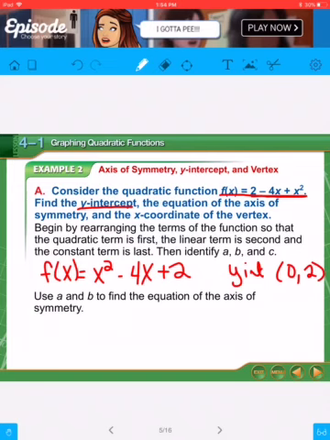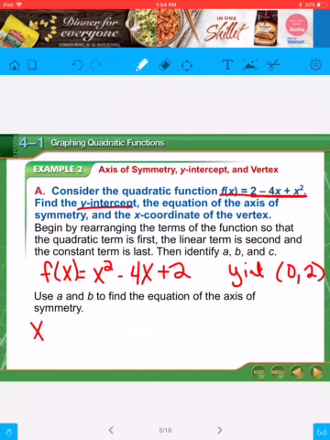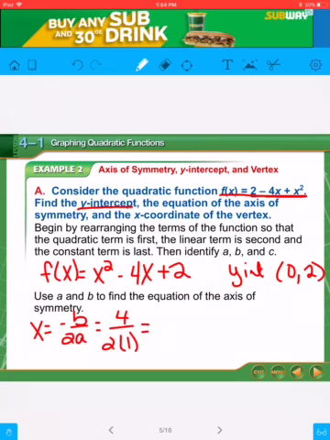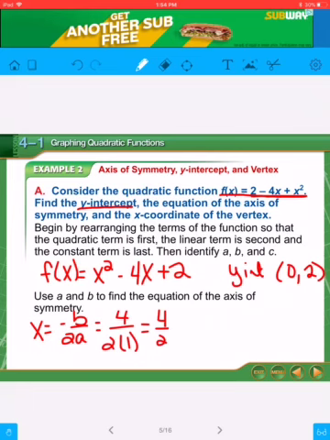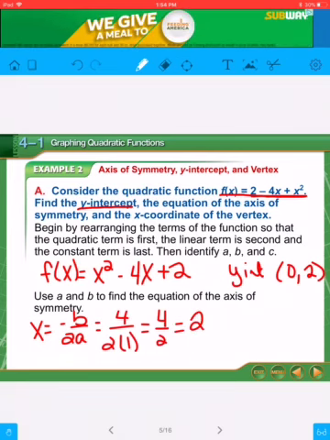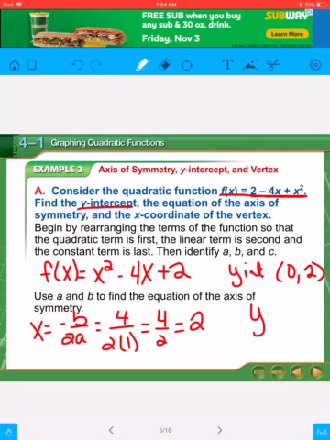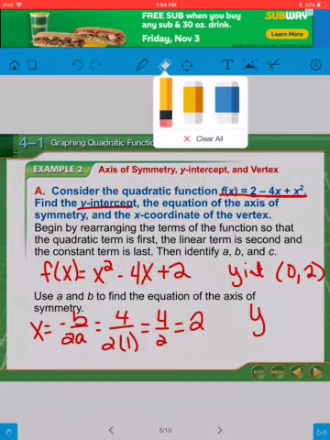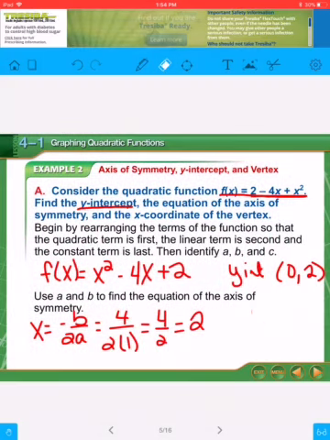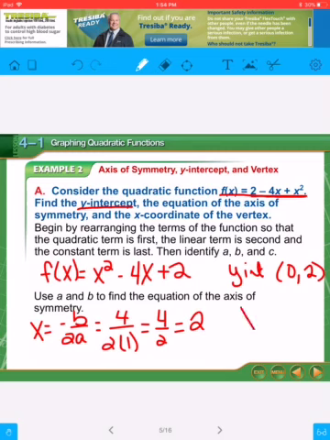The equation for the axis of symmetry is x equals negative b over 2a. In this equation, b is negative 4. So the opposite of b would be a positive 4, over 2 times a, which is 1, which gives us 4 over 2, which gives us positive 2. So our axis of symmetry is, I'm sorry, it's x equals positive 2.